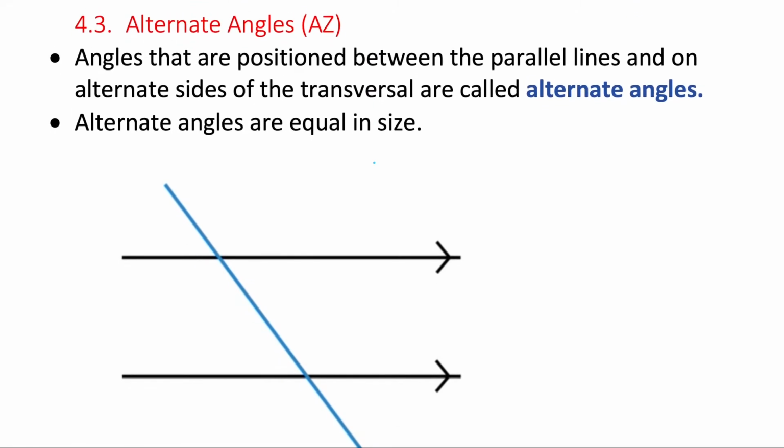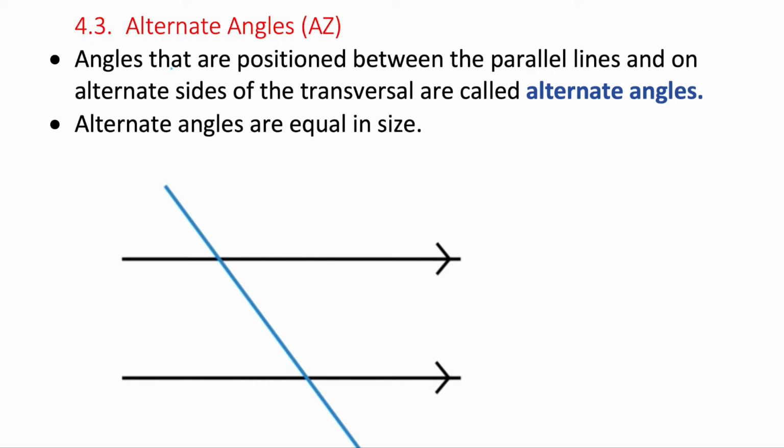Okay, so alternate angles are angles that are positioned between the parallel lines. So I have parallel lines here, so they're going to be between the parallel lines and on alternate sides of the transversal. So it's going to be here and here. These ones are called alternate angles, and alternate angles are also equal in size. So here we come with, why do we call it a Z? So this is how you're going to remember, because you're going to be drawing a Z. So look at here.